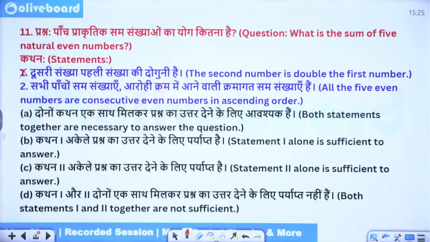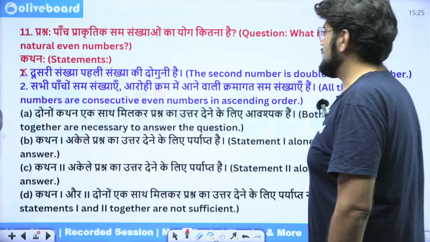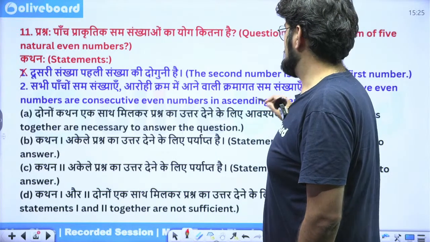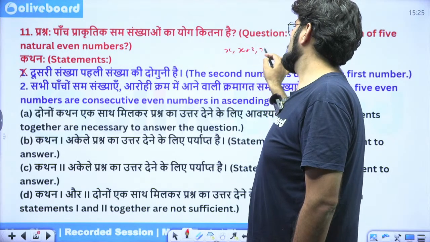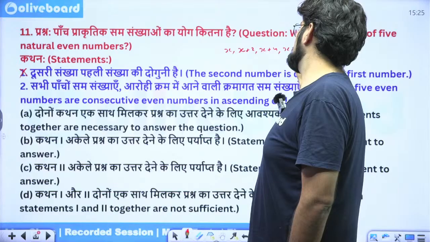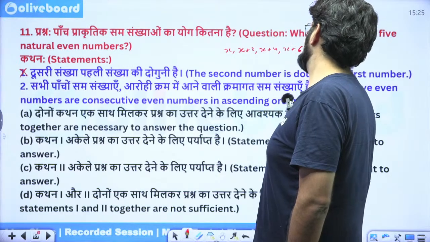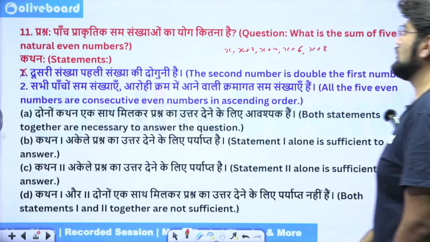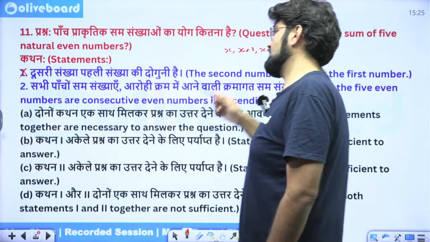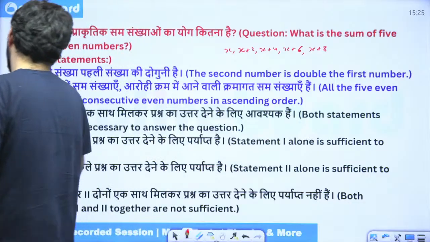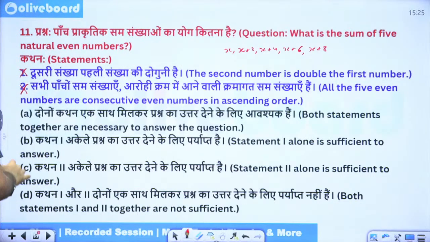Second alone says all 5 are consecutive even numbers in ascending order. So I will have x, x plus 2, x plus 4, x plus 6, x plus 8. These are the numbers for me. Correct? Now this is the information, but can I find out? They can be any 5 consecutive even numbers. So 2 alone is also not sufficient. Okay, so this is gone, this is gone. Now either both of them are not sufficient or both of them are sufficient.